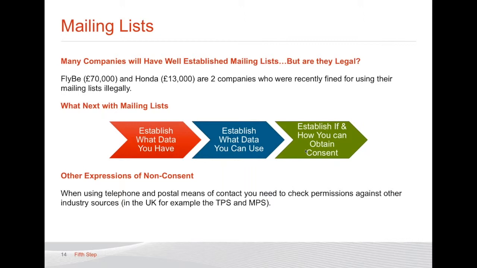Other expressions of non-consent. It's important to take these into account. There are many types of opt-out lists in different countries. In the UK, for example, the Telephone Preference Service, TPS, and the Mail Preference Service, MPS, are two of the most common. They allow people to express their preferences to receive advertising by telephone and by mail. There isn't the same list for email at this point in time, although you've got to think that's not going to be too far away. With the GDPR just around the corner, I could certainly see that coming along.